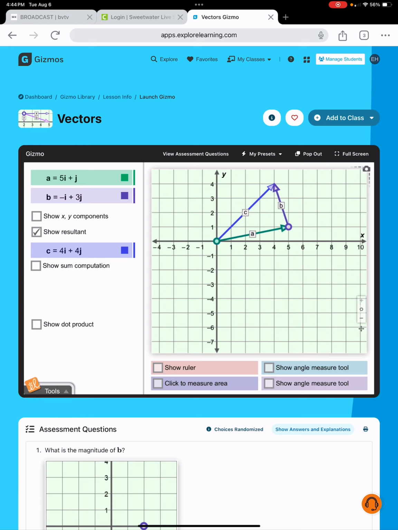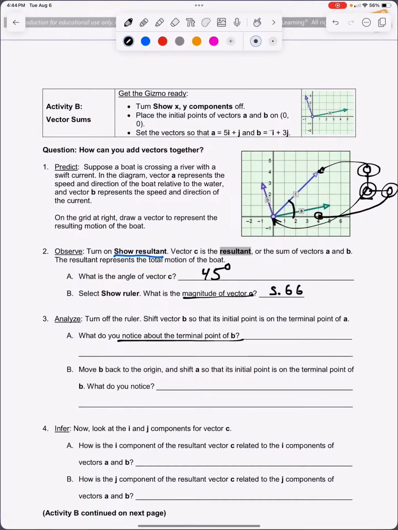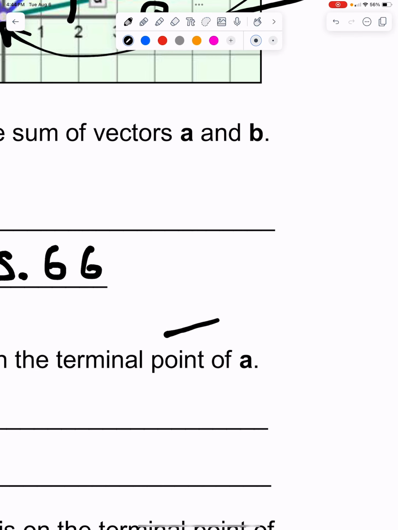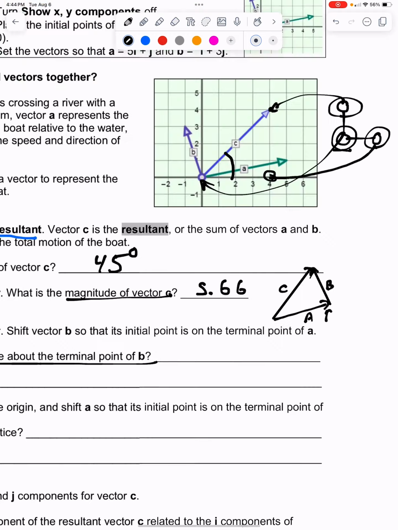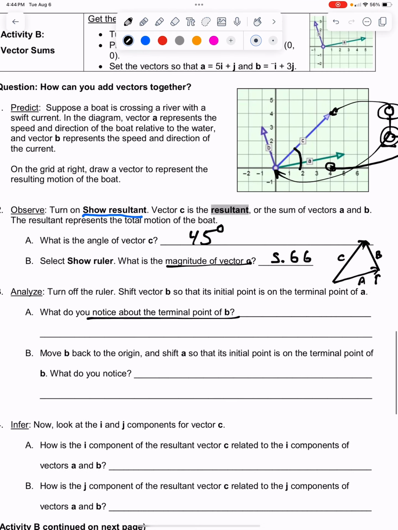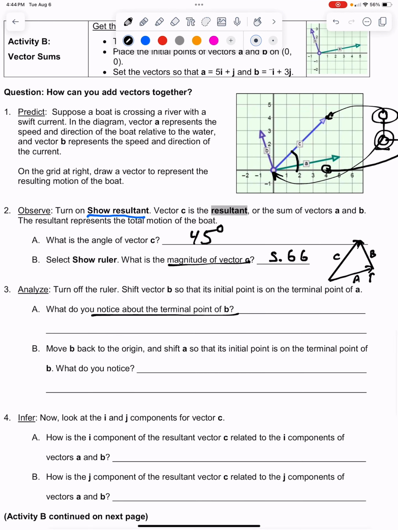In other words, if I go what's called tip to tail, that means the tip of vector A right here goes to the tail of vector B right there. You can see that a straight line from start to finish would be the resultant vector C. Okay, you guys take a moment to write about part A. Pause the video.